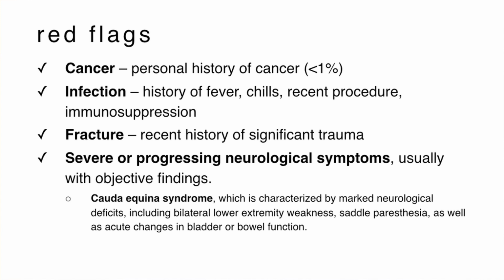In the elderly, due to osteoporosis, a lesser trauma can result in a compression fracture, so think about age-related force. And of course, any rapidly progressing symptoms are worrisome, especially in the presence of objective neurological loss. Queralt syndrome is rare, but it is a surgical emergency. It is characterized by marked neurological loss, including bilateral lower extremity weakness, saddle paresthesia, as well as acute changes in bowel and bladder function. With the red flags excluded, it's time to classify.